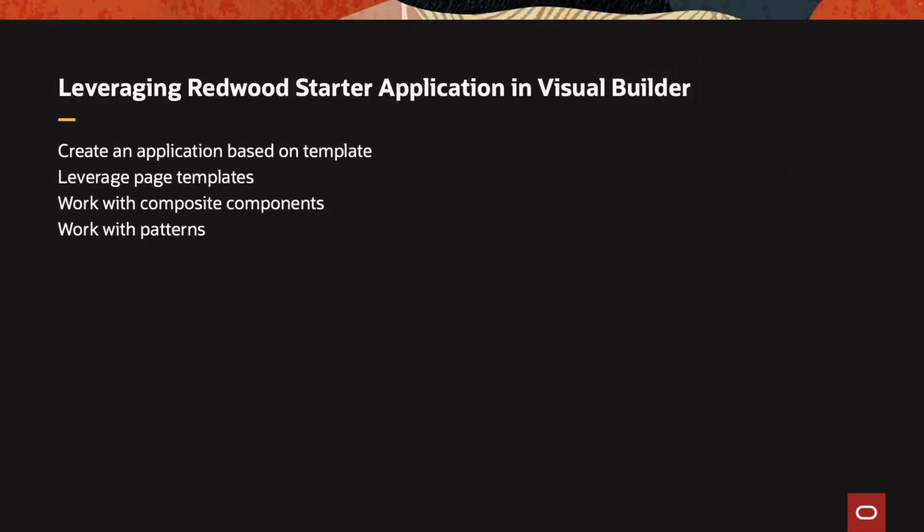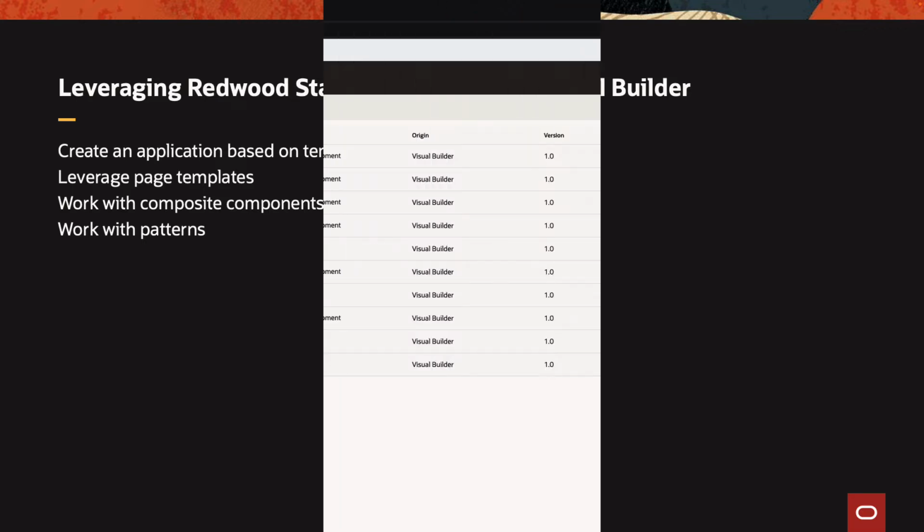In this demonstration, we'll show you how to create a new Visual Builder application based on the Redwood Starter template, how you can then leverage page templates to create pages that look and behave like a Redwood application, how you can use and set properties for composite components in your application, and how to work with patterns, the variables, and the actions that they offer.